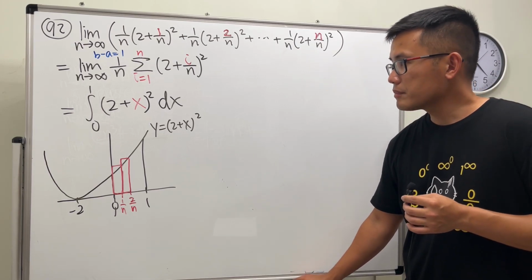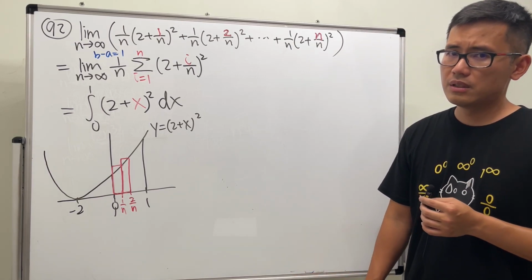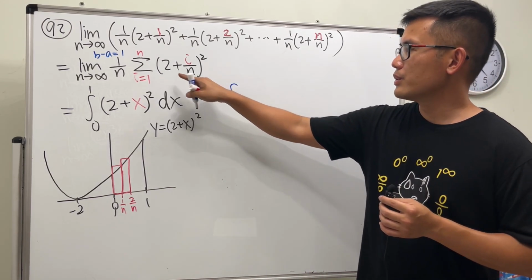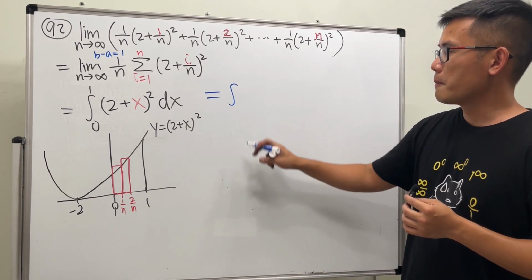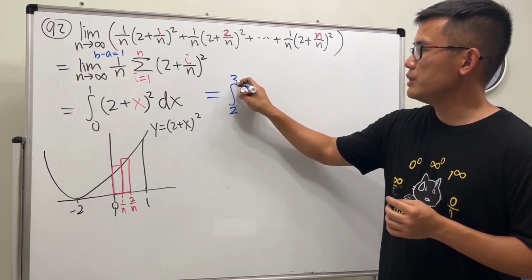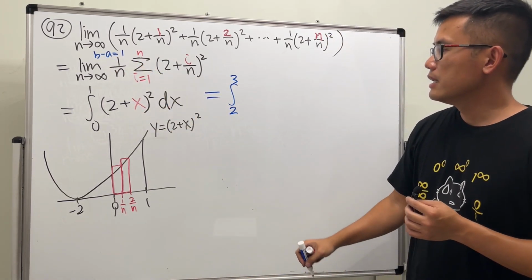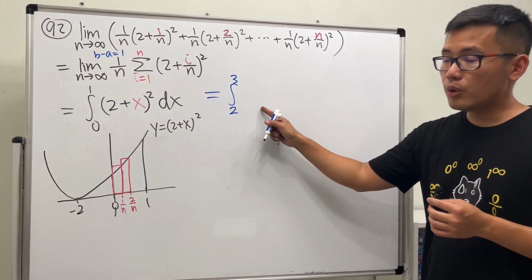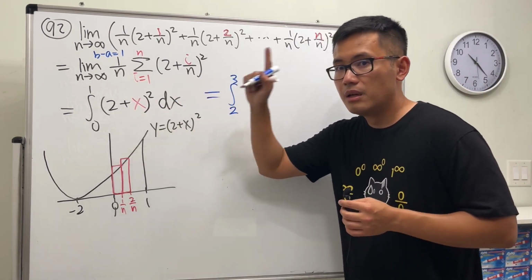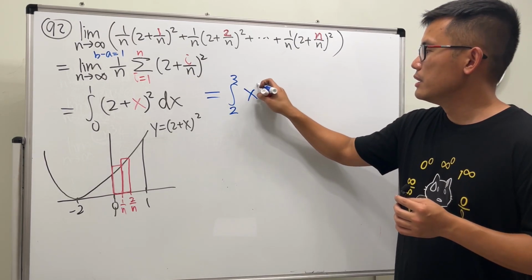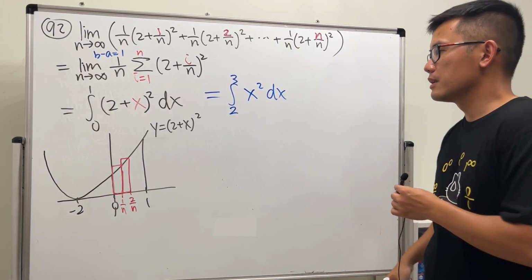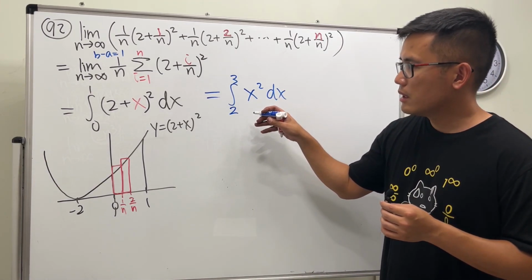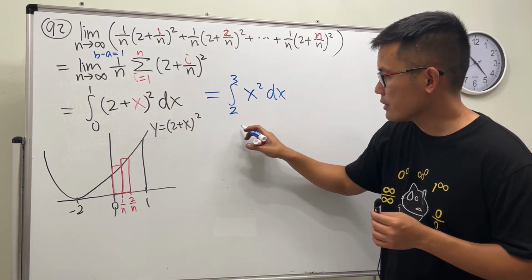Okay. What if you don't want to start with 0? If you want to start with 2, it's okay too. Let me show you. If you start with 2, then you go up to 3 per our discussion earlier, right? And in that case, the function is no longer the same right here, but you put it as just x squared dx. Why? Let me show you. This right here will give you that as well. Check this out.